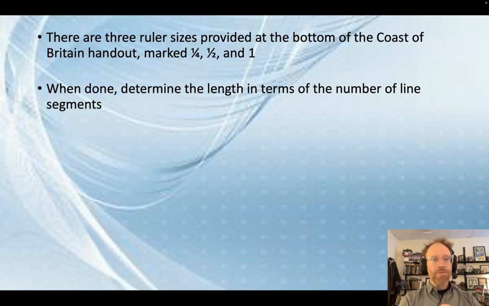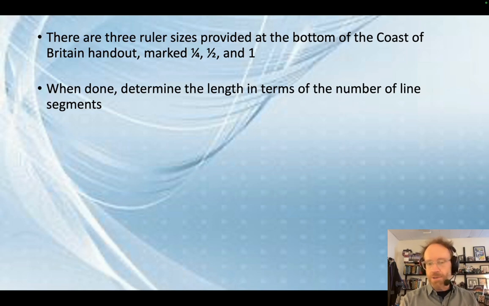As a warning, 1/4 being the shortest will take you the most number of steps to get around. You can probably do 1/2 and 1 in the same amount of time it takes you to do 1/4, but in about 10 minutes you can probably get all 3 of these done. And I want you to determine the length in terms of the number of line segments. As an FYI, another way you could do this is obviously just using an actual ruler and figuring out what my little 1/4, 1/2, and 1 correlate to.